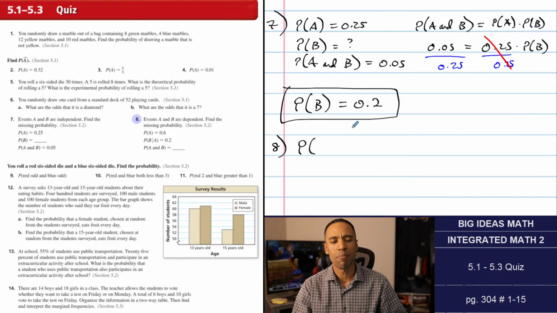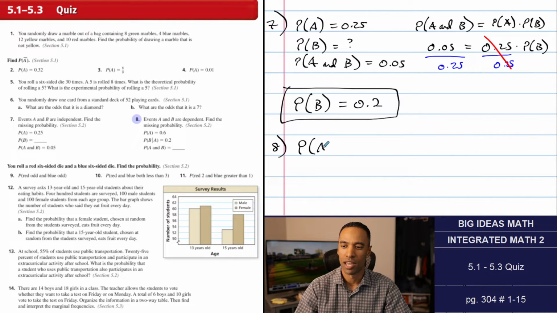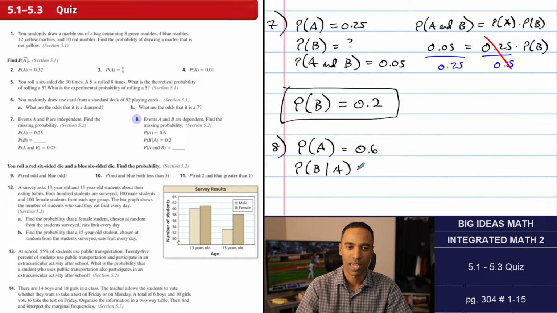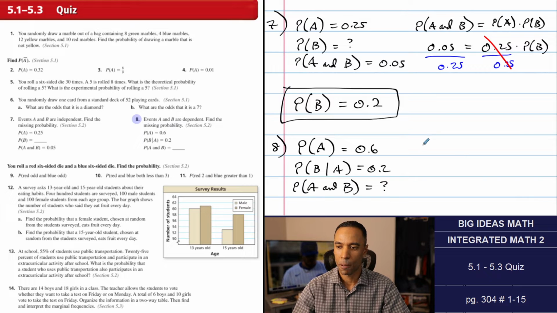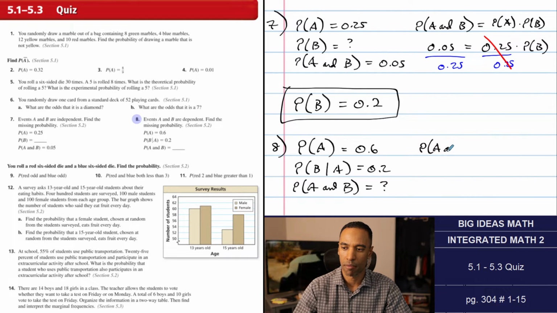Events A and B are dependent. Find the missing probability. Probability of A is 0.6. Probability of B given A is 0.2. And the probability of A and B is unknown. So in this case here, for a dependent case, the probability of A and B will be the product of these two that you're looking at. Probability of A times probability of B given A.